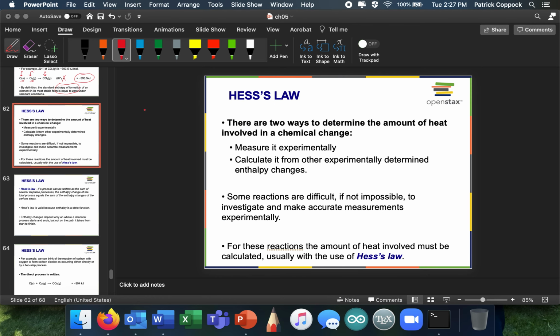Okay, so we can use Hess's law now. There are 2 ways to determine the amount of heat involved in a chemical change. We first of all measure it experimentally, which is sometimes difficult to do, and sometimes we calculate it from other experimentally determined enthalpy changes. Some reactions are difficult, if not impossible, to investigate experimentally, so it's really nice to be able to use Hess's law. You've seen this before.